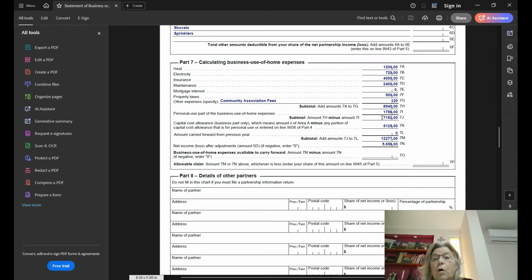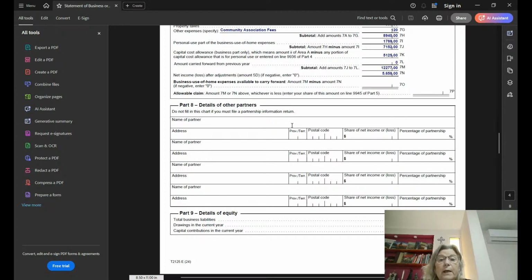So we have our home expenses, the business portion we're allowed to claim. We have our capital cost allowance that we're allowed to claim. The total of that is 12,277. Now all of a sudden our net income is only 5,658. Okay, just a note down here, if you go in a loss position, you can't claim business home expenses to create a loss. Okay, you carry it forward. So you have taxable income of $5,658. Okay, that is your taxable income, and that will carry forward to the front of your jacket.